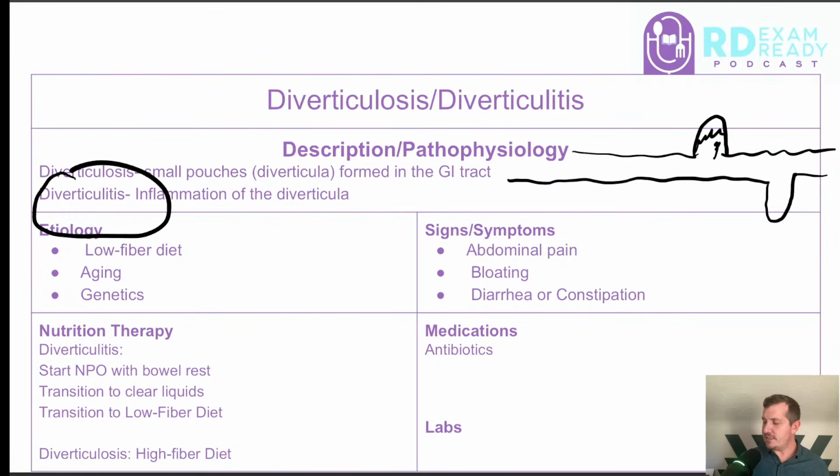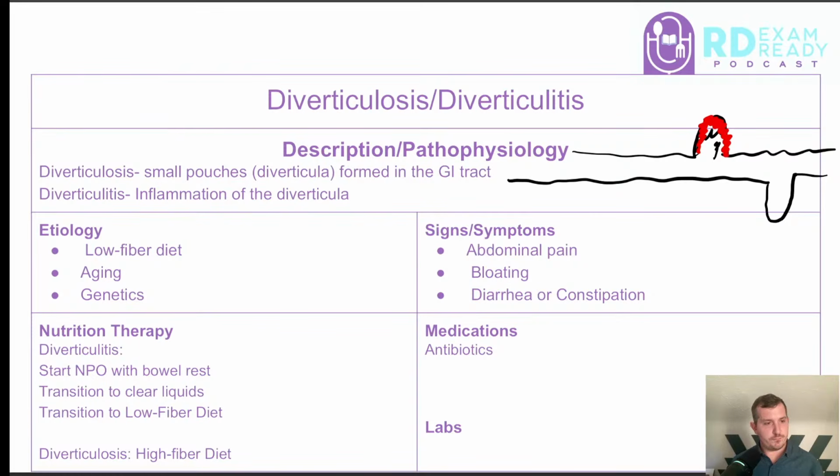Now, I kind of skipped over this for a minute. Diverticulitis. This is the condition that people usually get hospitalized for when they get diagnosed. These diverticula, these little pouches, when they get inflamed, well, inflammation of means itis. So diverticulitis would imply inflammation of those diverticula. And that's when stuff really starts to get painful and uncomfortable.